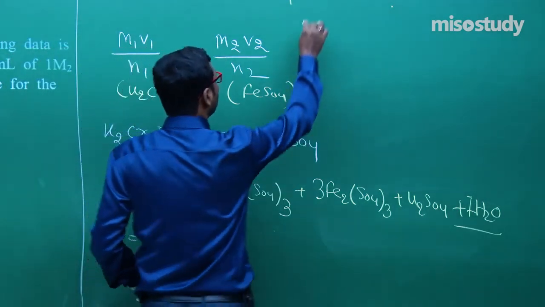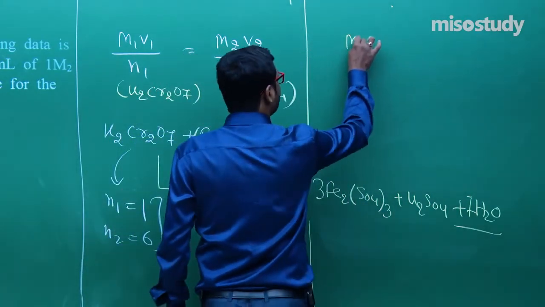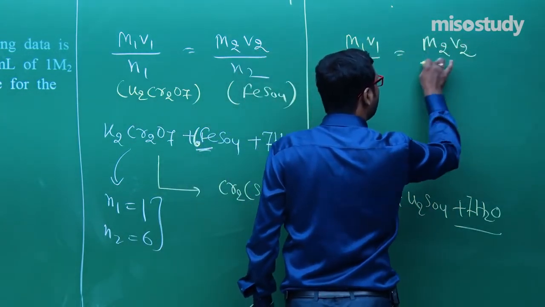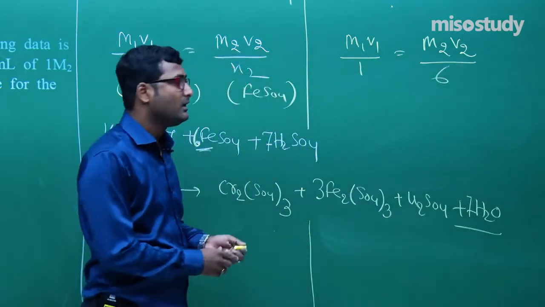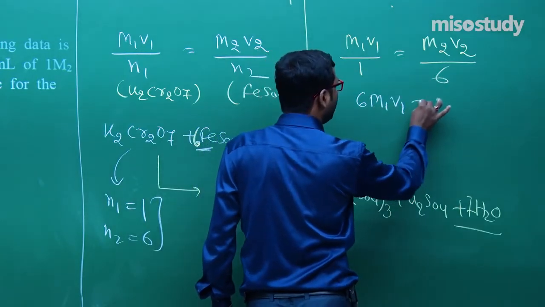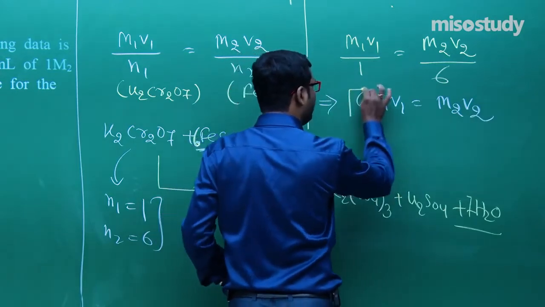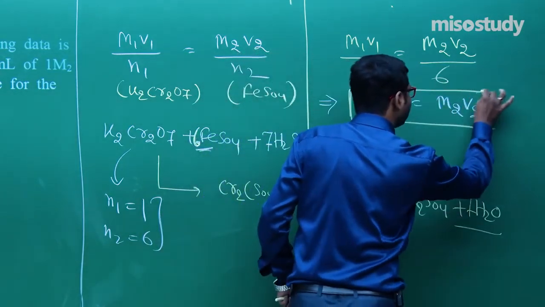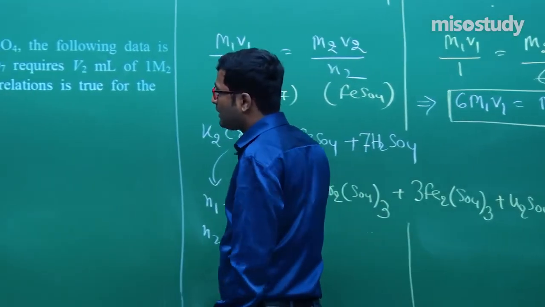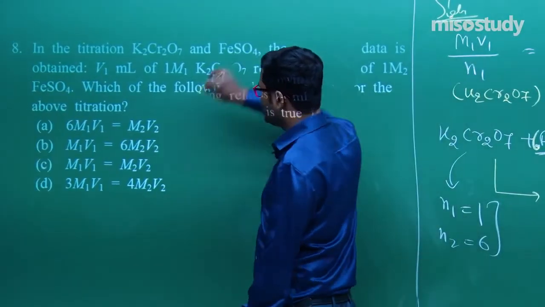Now I am putting this value in the equation. What is M1? We do not know. M1V1 upon 1 is equal to M2V2 upon 6. Visible? So we can say 6M1V1 is equal to M2V2. This is the complete question. 6M1V1 is equal to M2V2. Now check it out. What is the relation here? That is 6M1V1 is equal to M2V2.